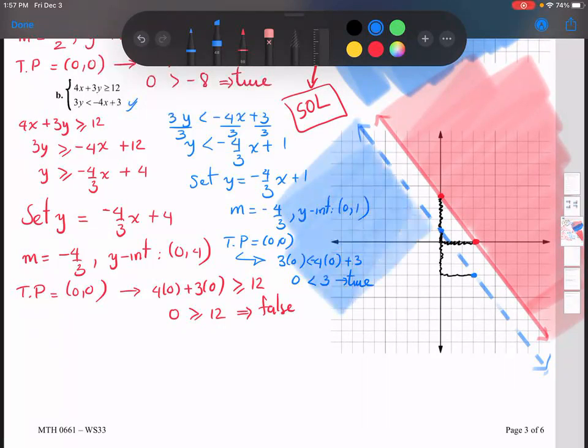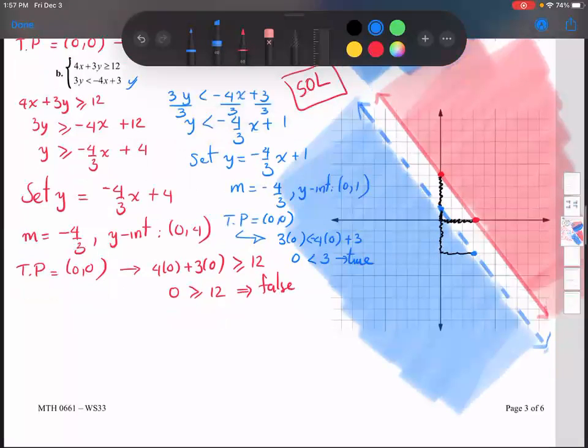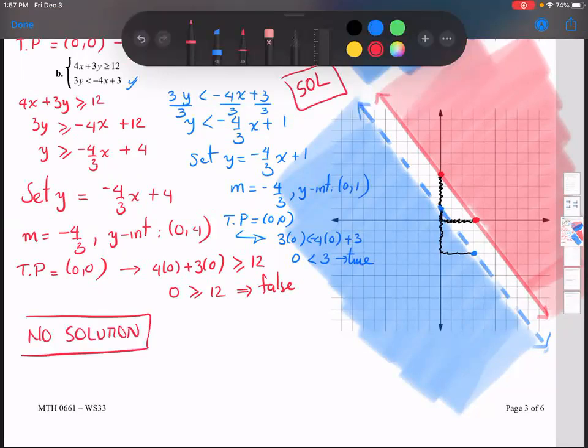And because there's no overlapping, no solution. And you need to conclude your problem, okay? That's 1 point just for saying no solution.